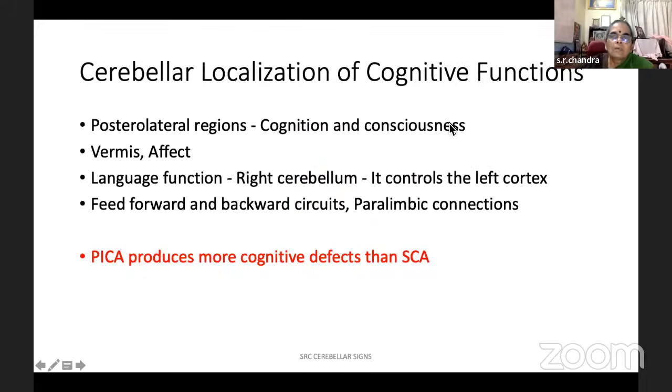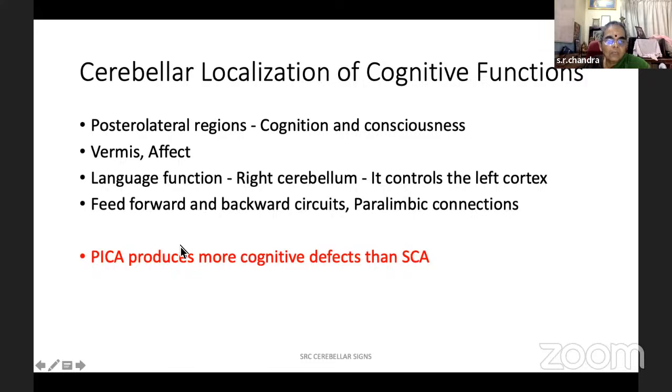So what are the cognitive functions? We grossly saw the motor functions. And then in the mnemonic Danish C, that C is cognitive function. Posterolateral regions are for cognition and consciousness, and the worm is for affect. Language function is in the right cerebellum. The small boys and girls should note that it is the left cerebral cortex, but the right cerebellum is for language function. And there are feed forward and feed backward circuits with the parietal lobe, temporal lobe, frontal lobe, and paralimbic area. So that again has a role in cognitive functions.